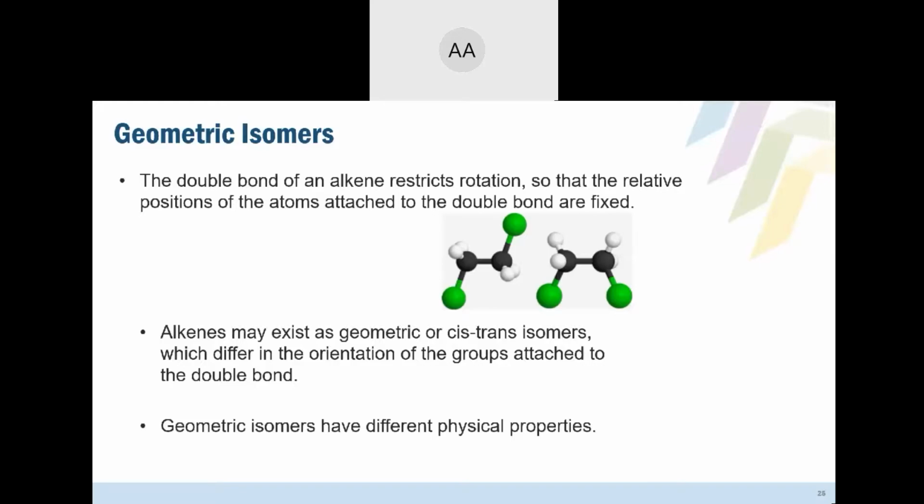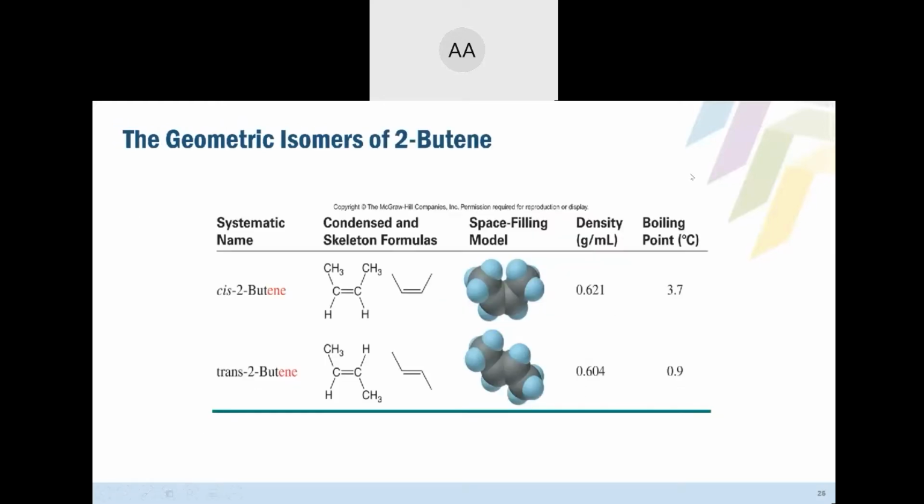So, here's an example, again from McGraw-Hill, of some geometric isomers. Cis-2-butene and trans-2-butene.